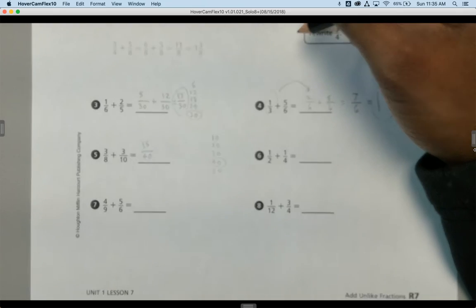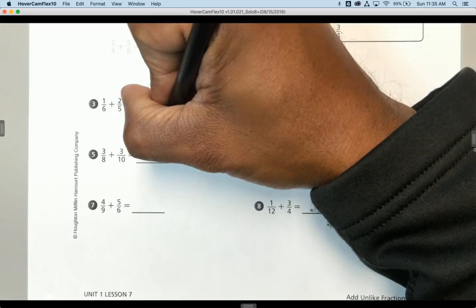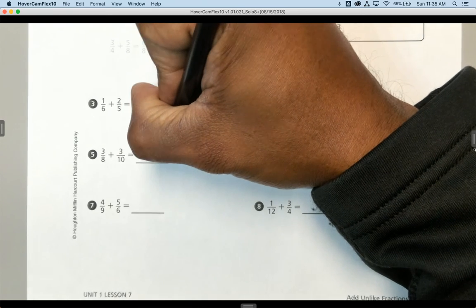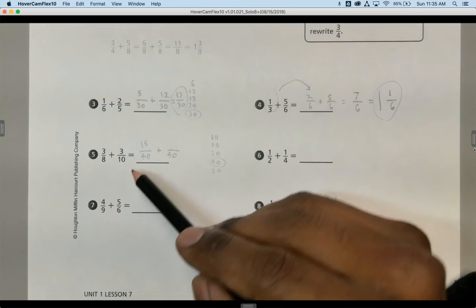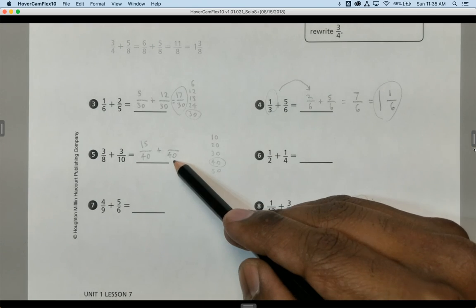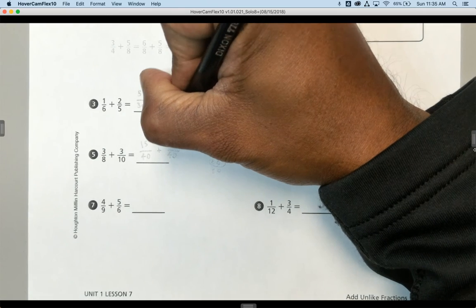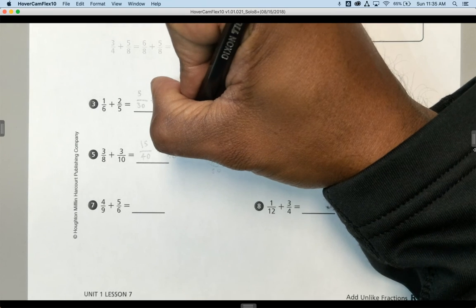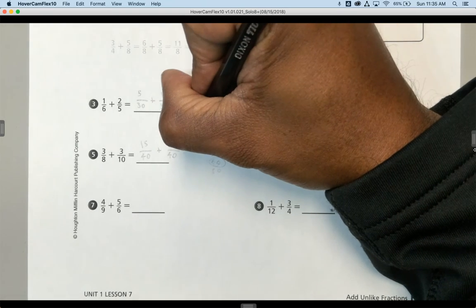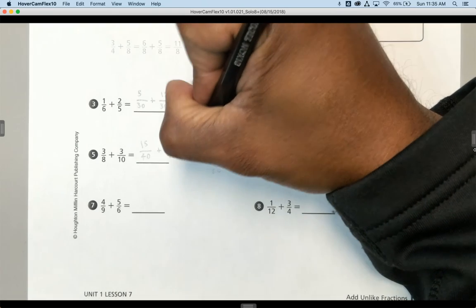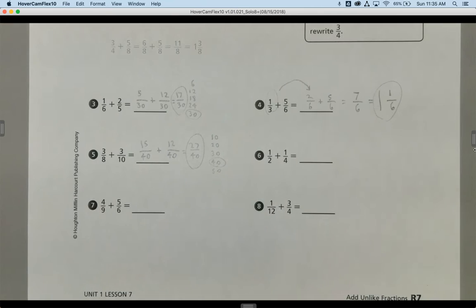Now, let's rewrite 3/10 again as something over 40. What we do to the bottom, multiply by 4. We must do to the top. Take 3 and multiply that by 4. It gets us 12. Add them up. 15 and 12 is 27. Denominator stays the same. We get an answer of 27/40.